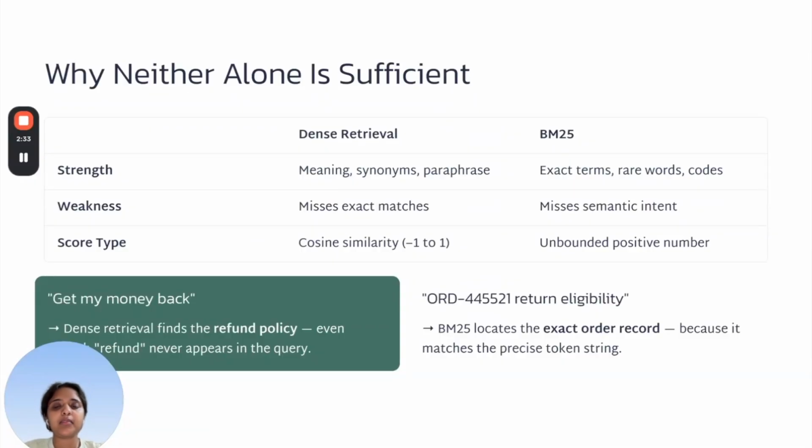Neither alone is sufficient, because dense retrieval mostly works for meaning, synonyms, and paraphrases, whereas BM25 does exact matching. So either one has a weakness. Another thing is that the scoring type in the case of dense retrieval is cosine similarity, which ranges from -1 to +1, whereas BM25 is an unbounded positive number. So we cannot combine both of them for the best match by just doing an average or addition. So let's see how it is done.